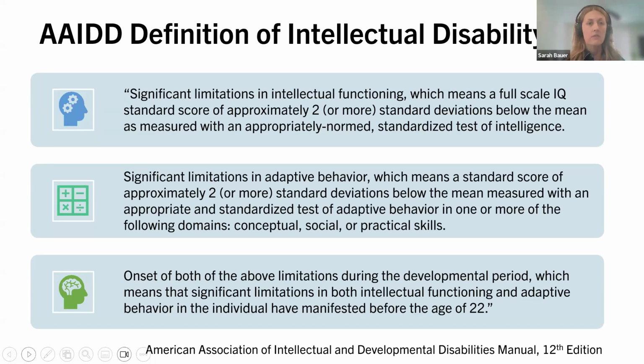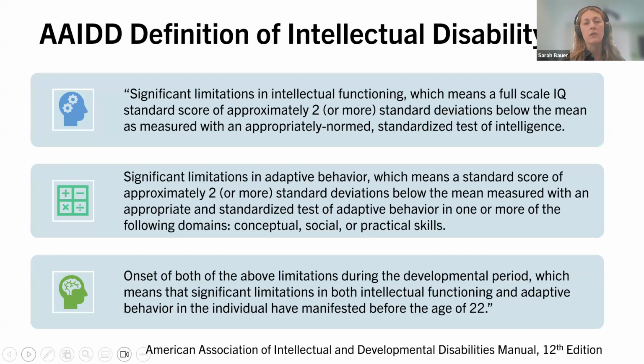This is when there are significant limitations in intellectual functioning, meaning a full-scale IQ 2 or more standard deviations below the mean. That has to be on an appropriately normed standardized test of intelligence, and those are administered by psychologists. But co-occurring with that, it's not just cognition. This is where we think about difficulties with adaptive behavior, meaning skills of daily living, skills of independence. Honestly, a lot of the stuff that matters.